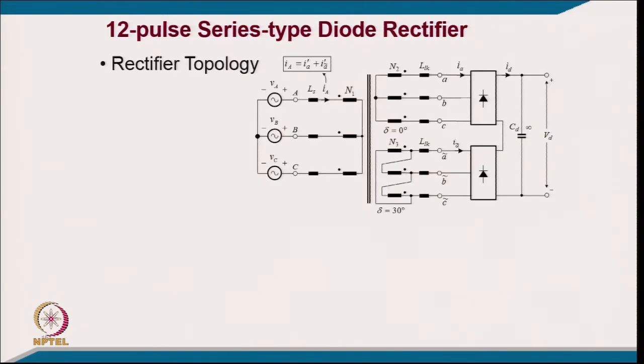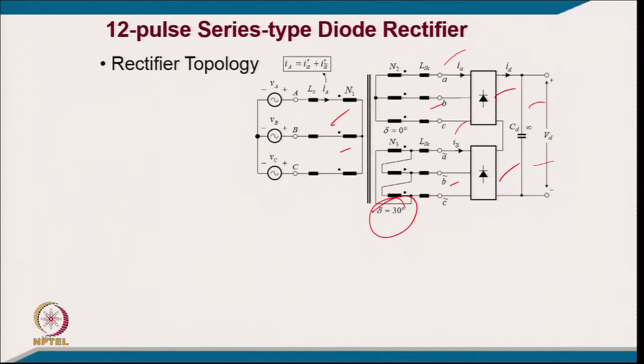So, coming to the first topology, where we have this 12 pulse series type diode rectifier topology, you have 2 converters of 6 pulse which are connected in series, virtually deriving the voltage applied to the next application. Mostly these converters are used for variable frequency drives, maybe with an induction motor or a synchronous motor. And we have here the 30° phase shift because of the star-star connection, 0 phase shift, and the star-delta connection, where we get 30° phase shift.